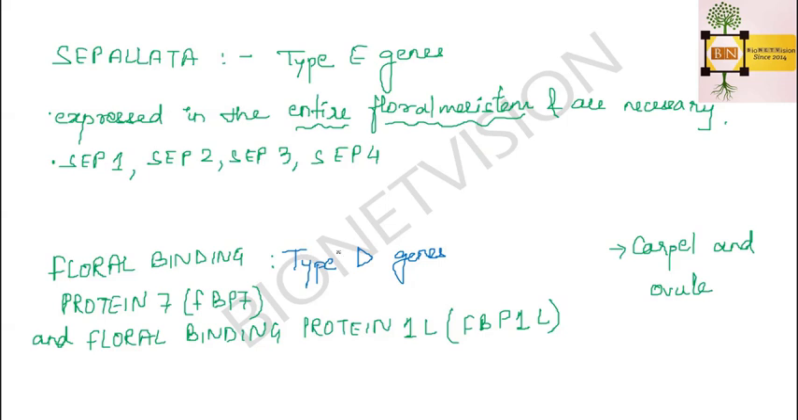Now, type D genes were also found. The names include floral binding protein 7, which is FBP7, and floral binding protein 1L, which is FBP1L, and they are involved in carpel and ovule formation.